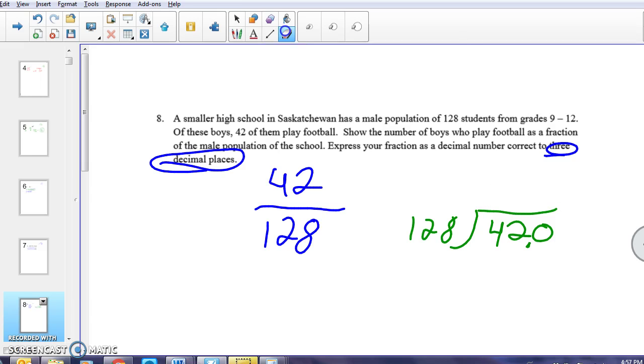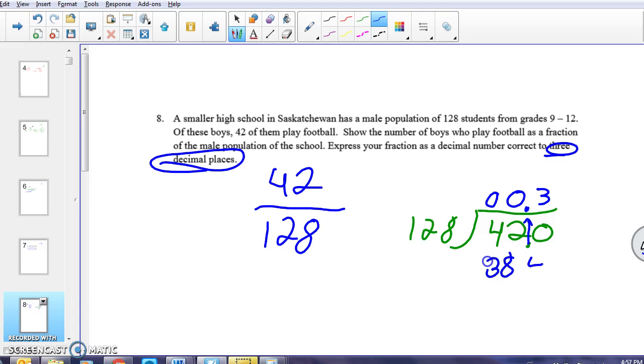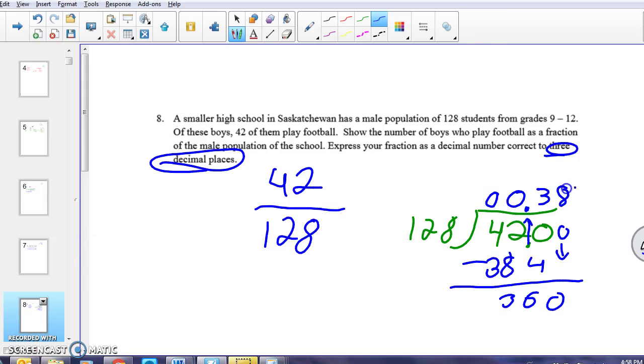So when I started on my division, I know 128 goes into 4, 0 times, into 42, 0 times, into 423, and I just carried my decimal up here. And then I know that 128 multiplied by 3 equals 384. Do my subtraction, and I'm going to get 36. Well, I bring down my next 0 that I added here, and so on. I'm going to end up with 384.